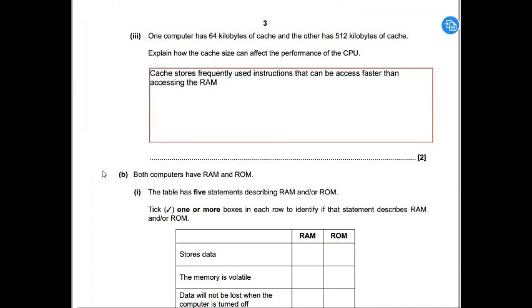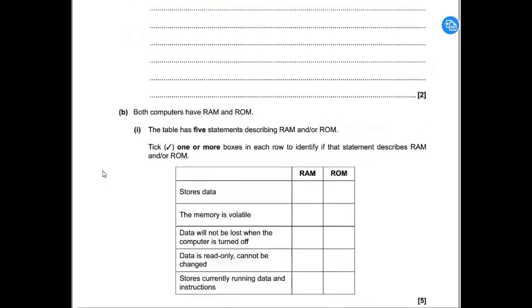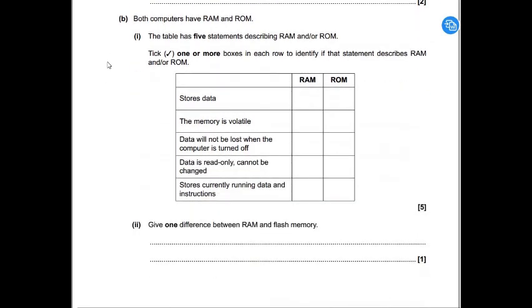Okay, so now we're on to the next one. Both computers have RAM and ROM. The table will have 5 statements describing RAM and ROM. So you need to tick one or more boxes in each row to identify if the statement describes RAM or ROM.